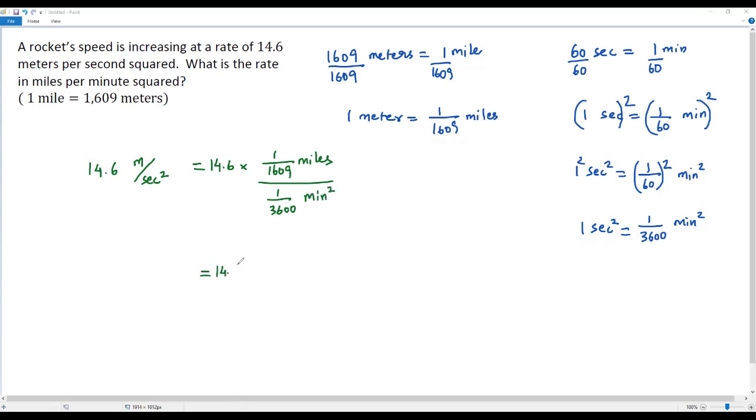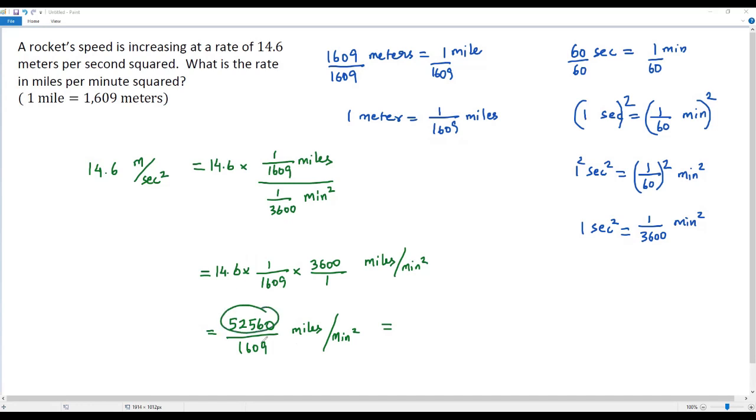Here 14.6 times, let's take this fraction as it is. That is 1 over 1609. Now we can change this division as multiplication. When I do so, I have to get the reciprocal of this fraction. Then we have 3600 over 1. We can write this stuff as it is. That is miles per minute squared. Here when I multiply 14.6, 1 and 3600, I am getting 52,560. In the denominator, when I multiply this one and this one, I am getting 1609 miles per minute squared.